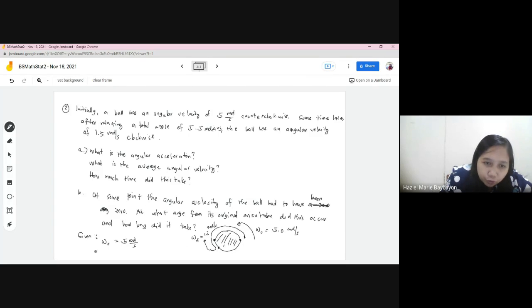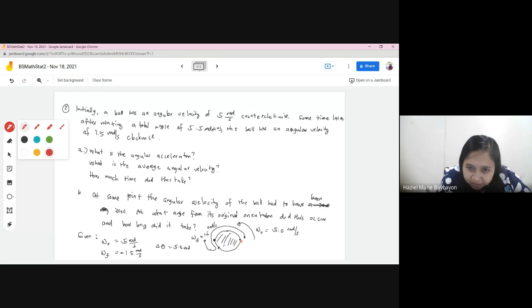And for the final angular velocity, we have 1.5 radians per second, and it is moving in the clockwise direction, so it must be negative. Okay, so this is our convention: counterclockwise, positive; clockwise, negative. And we are also given the change in the angular displacement, so we can write that as delta theta, which is equal to 5.5 radians. Okay, so this is your delta theta.